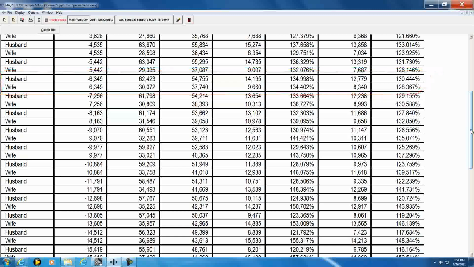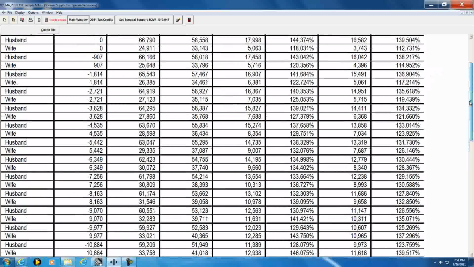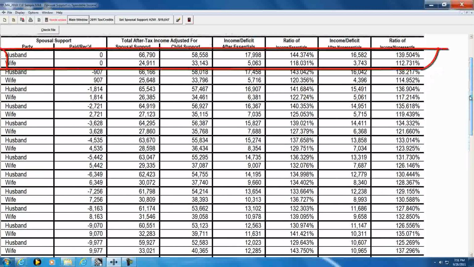So the first husband-wife division is a summary of ITSE with no spousal support. With no spousal support, we see that after taxes, the husband has a total income of $66,790, and the wife has $24,911. After the payment of child support, these amounts become $58,558 for the husband and $33,143 for the wife. The next column shows the parties' respective incomes after payment of essential living expenses. The husband's remaining income is $17,998, and the wife's is $5,063.